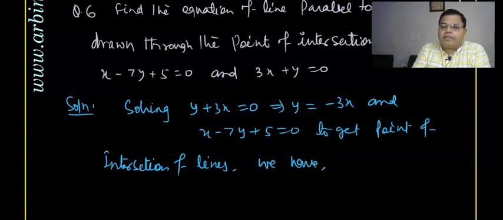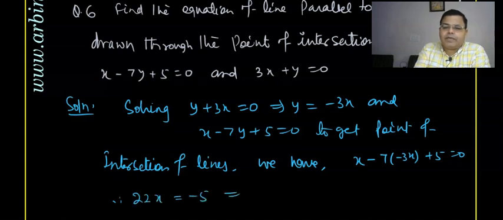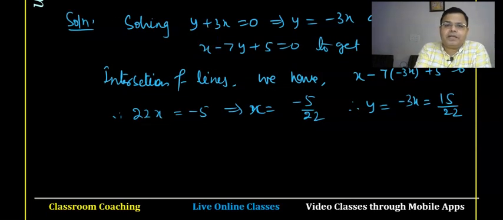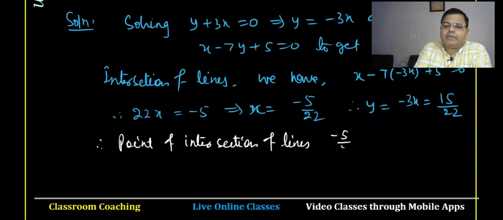In place of y, we can put minus 3x. So x minus 7 into minus 3x plus 5 is equal to 0. That is 7 times 3 is 21, plus x, 22x. Therefore 22x is equal to minus 5 and x is equal to minus 5 by 22. And y is equal to minus 3x, that is 15 upon 22. So the point of intersection of the lines is minus 5 by 22 and 15 by 22.